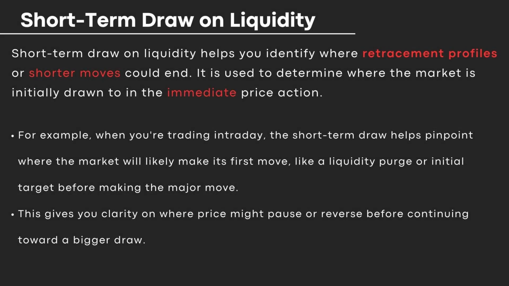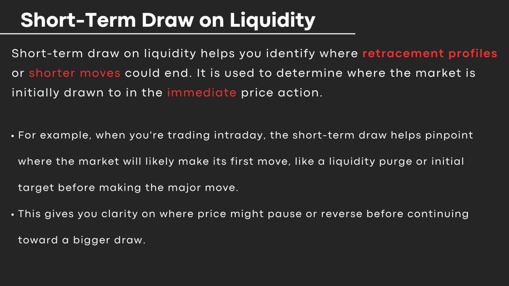Let's start off with discussing the first type of drawn liquidity, which is short-term drawn liquidity. The simple introduction is that short-term drawn liquidity, or directional bias, helps you identify where retracement profiles, remember retracement profiles, and shorter moves could go to and could potentially end. Simply meaning, short-term drawn liquidity is used to determine where the market is initially drawn to in the immediate price action and the immediate time period.